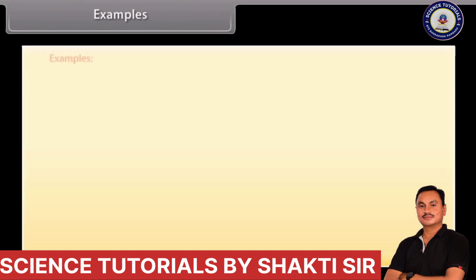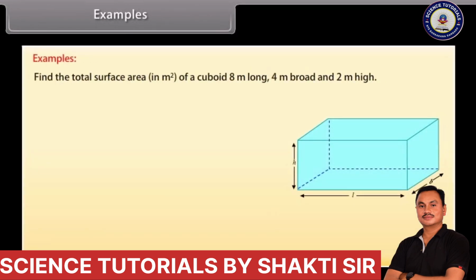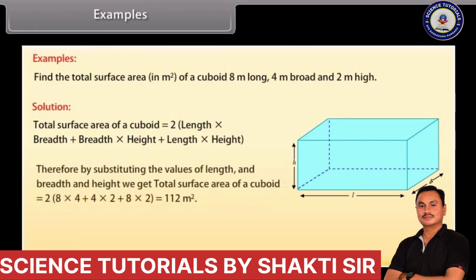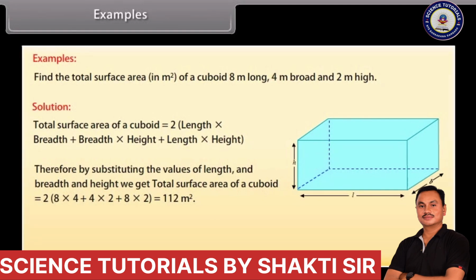Example. Let us solve some examples now. Find the total surface area in meters square of a cuboid 8 meter long, 4 meter broad, and 2 meter high. Solution. We know that the total surface area of a cuboid is equal to 2 into (length into breadth plus breadth into height plus length into height). Therefore, by substituting the values of length, breadth and height, we get total surface area of a cuboid, which is equal to 2 into (8 into 4 plus 4 into 2 plus 8 into 2), which is equal to 112 meters square.